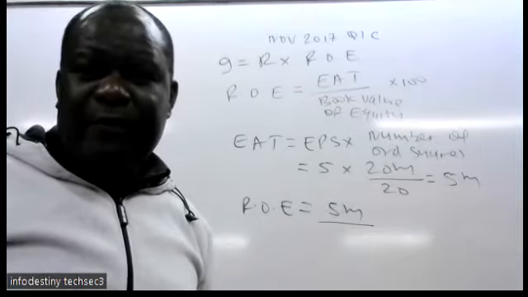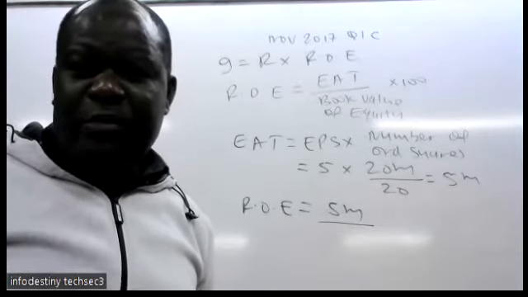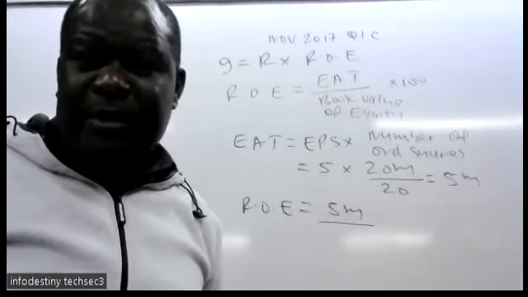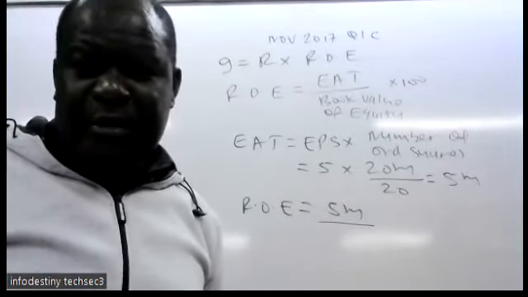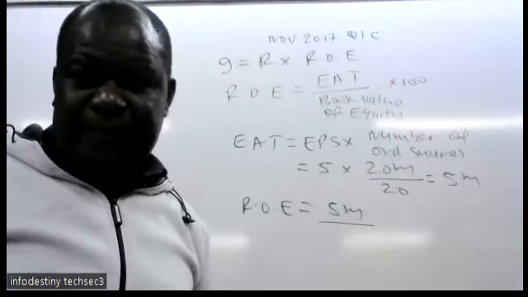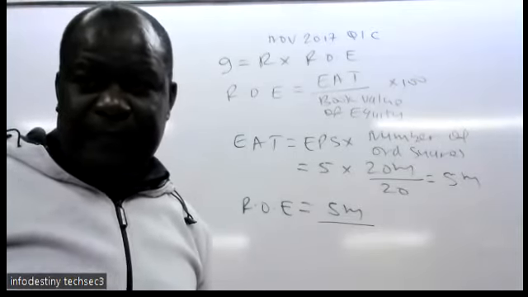what should be the book value of equity when you add the ordinary share capital of 20 million plus the capital reserves of 5 million? What should be the book value for equity? Anyone to chat me how much is that figure?